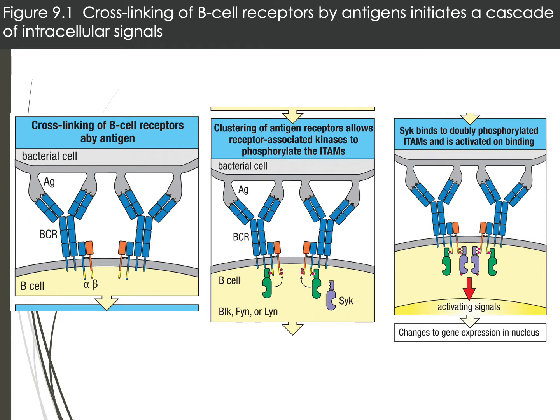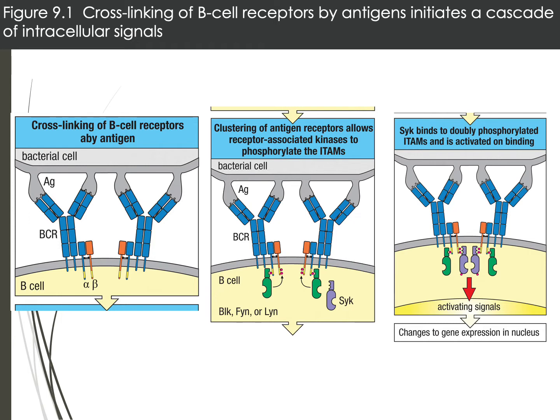And like T cells, B cell receptors have ITAM domains, and these ITAM domains get phosphorylated by nearby kinases, such as LYN, BLK, FYN, and SYK. When these get phosphorylated, this causes downstream activation of cell signaling pathways. So you get changes in gene expression and cytokine production, so that you get activation of humoral immunity.